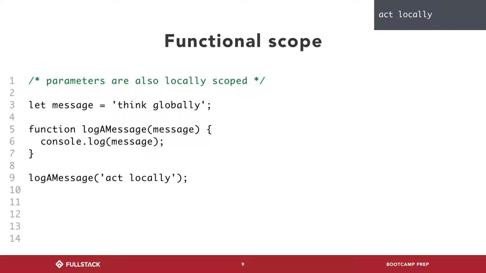This is why on line 6, when I log out message, it's going to say, hey, do I have a message variable in my scope? And the answer is yes, it's a parameter. I made it right here. And so what is this value? The value is act locally. I never check out here, because I have a variable scoped locally already. So why not use that one first?